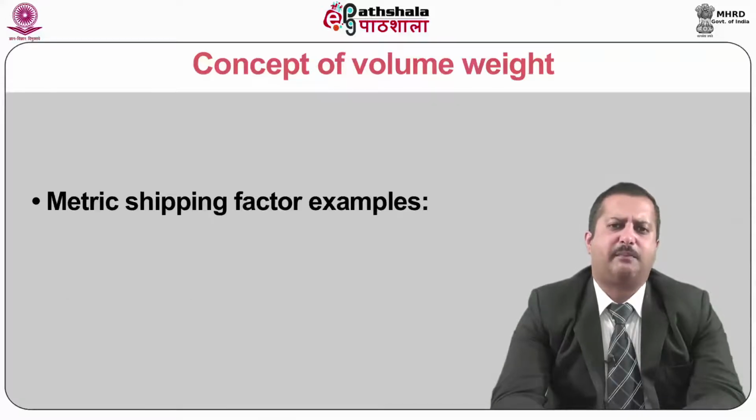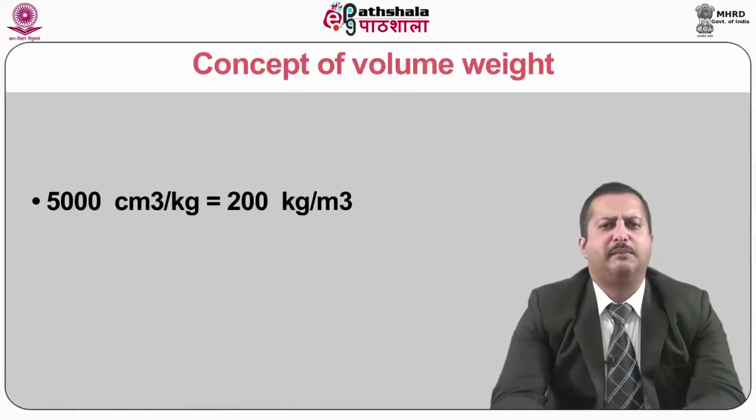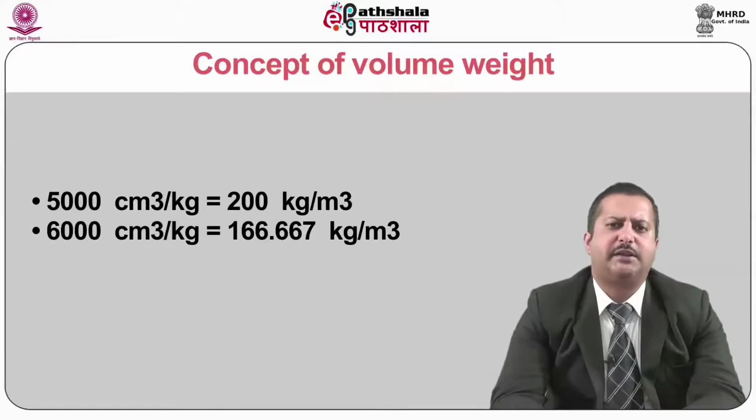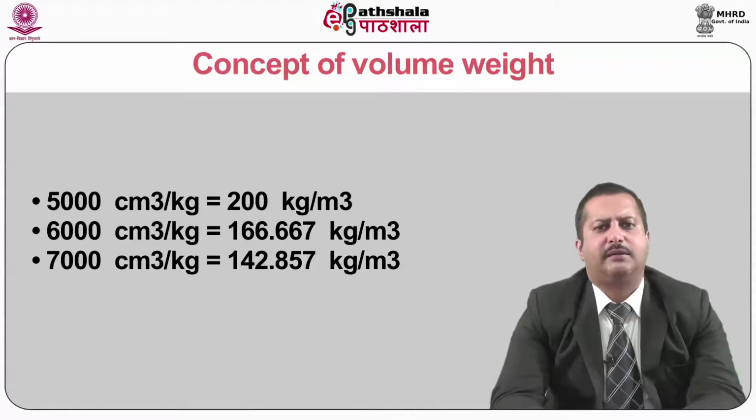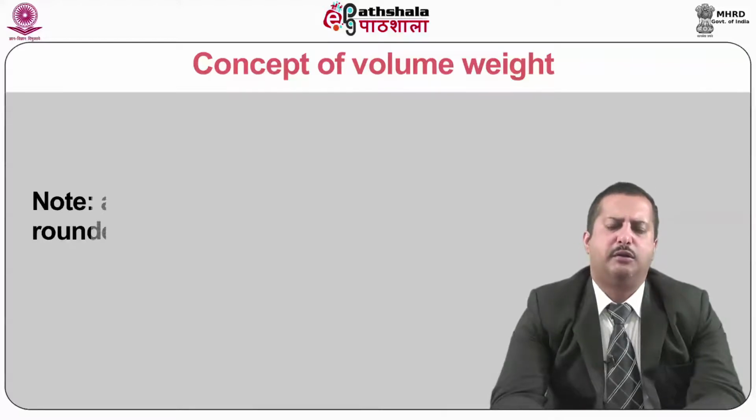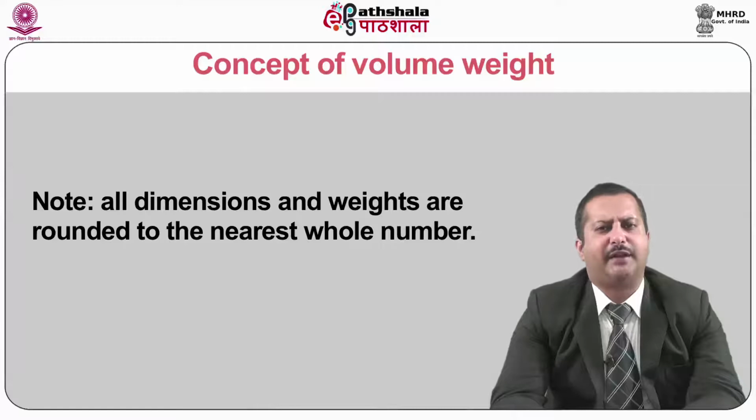Metric shipping factor examples: 5000 cubic centimeters per kg is equal to 200 kg per cubic meter. 6000 cubic centimeters per kg is equal to 166.667 kg per cubic meter. 7000 cubic centimeters per kg is equal to 142.85 kg per cubic meter. Note that all dimensions and weights are rounded to the nearest whole number.